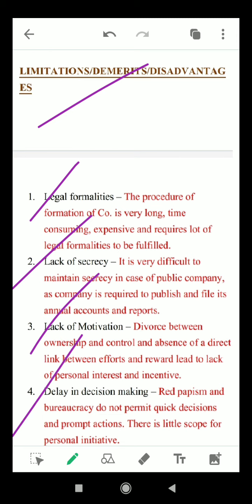Next is delay in decision making. Red tapeism and bureaucracy do not permit quick decisions and prompt actions, so there is little scope for personal initiative. So see, in company form of organization, no single individual can make a policy decision, yes, because there are lots of members, and the companies will have to follow rules, yes, and all different decisions are taken either by the board of directors or are referred to general houses. So the decision taking process is time consuming.